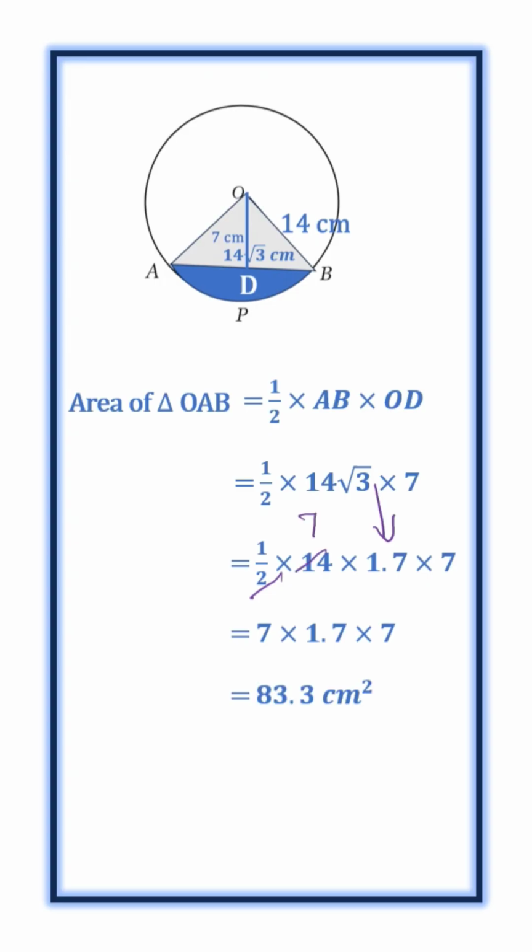There are two methods to find AB here. You can also apply the Pythagoras theorem. 14 square minus 7 square. Find the value and take the square root of it. Then you will get DB. Then you can find AB as usual.